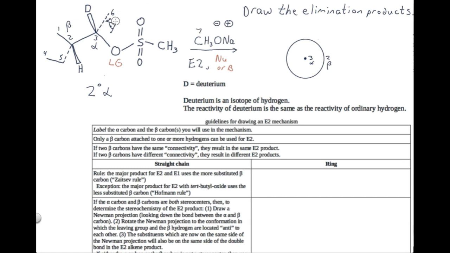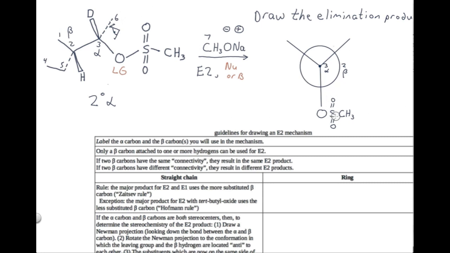So from the perspective of this eye, the sulfonate group is pointing straight down. Here's our sulfonate group pointing straight down. Here's the other two positions on carbon 3. The deuterium is on the wedge in front of the page. In front of the page is to this person's left. So here is the deuterium. And carbon 6 is on a dash behind the page. Behind the page is to this person's right.